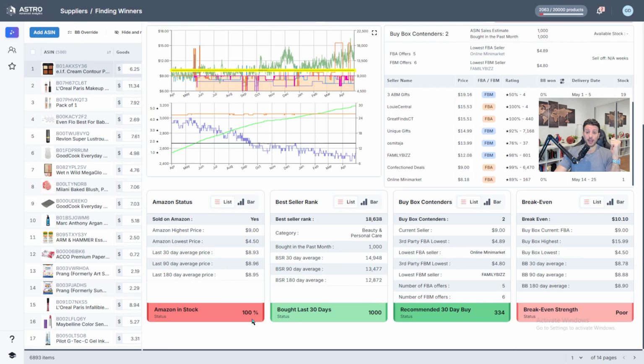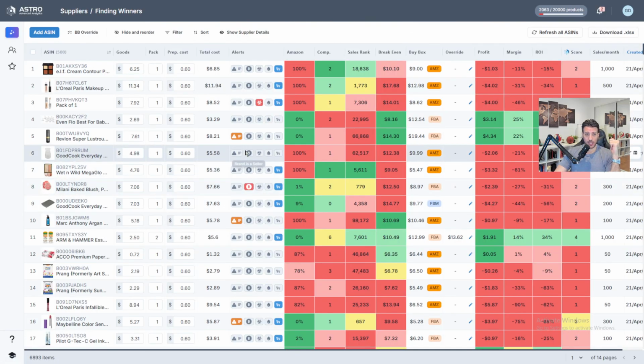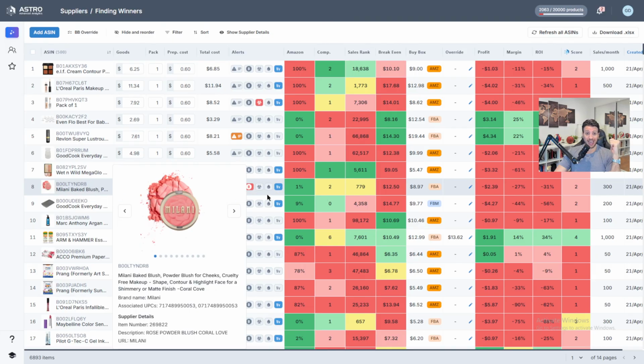So we're going to be filtering by higher break-even strength score. We want to filter by a good bought in the last 30-day score. We want to get rid of products that Amazon is selling. We don't want any IP issues. So there are some IP issues alerts here. For example, this one here, Revlon, there's an IP issue on that one. Then there are brand is a seller alerts. For example, this one here, Milani.